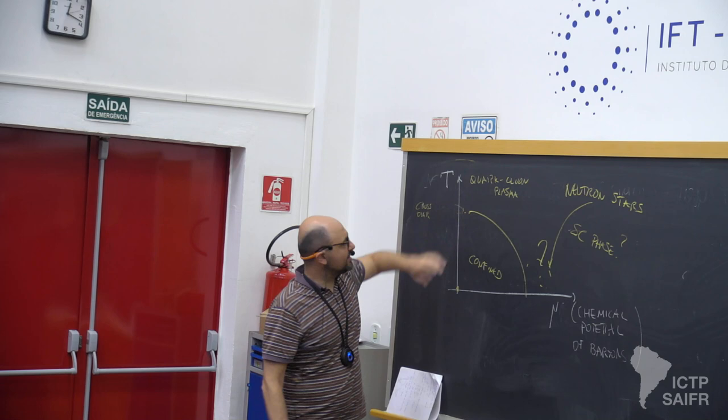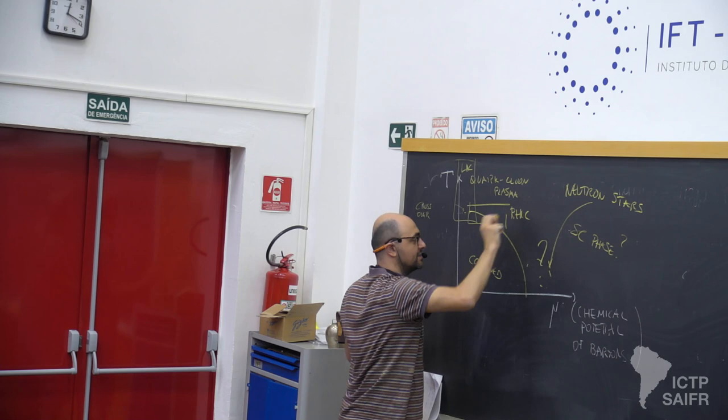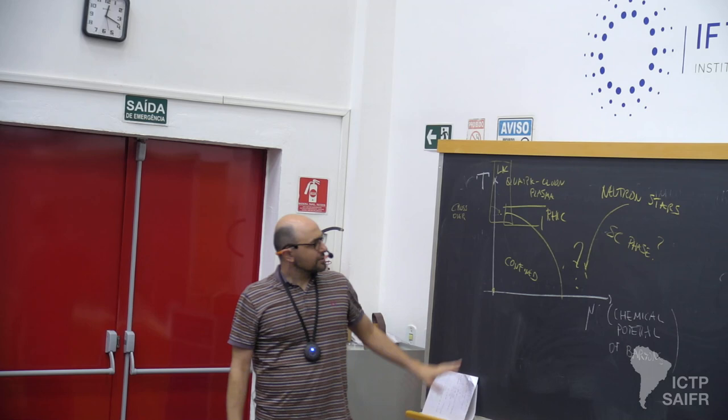Then what is happening here and here instead is something that is available in experiments. So this is LHC, so very low density but very high temperature. This is RHIC, experiments at Brookhaven where they collide heavy ions. I will talk about this longer. So here there is a very rich phenomenology, potentially.